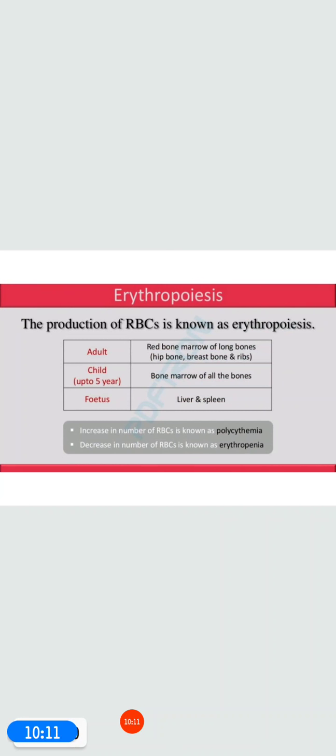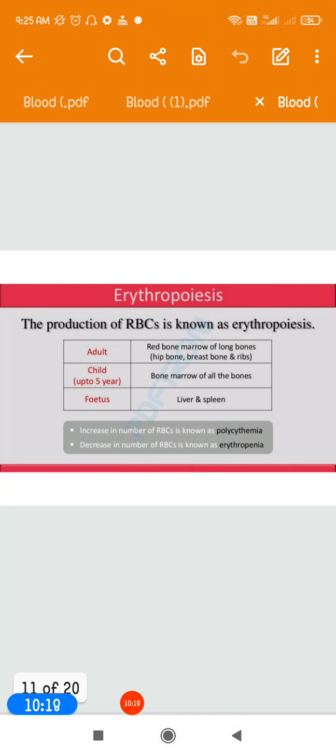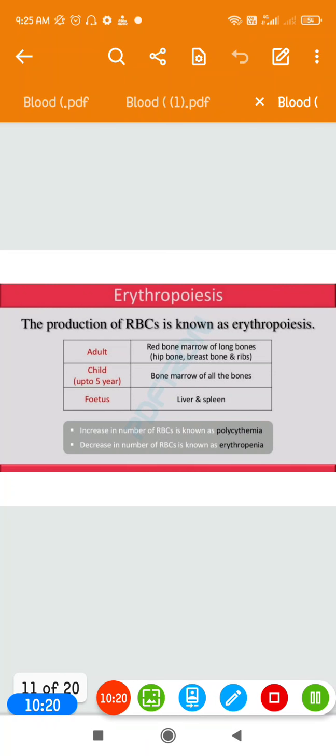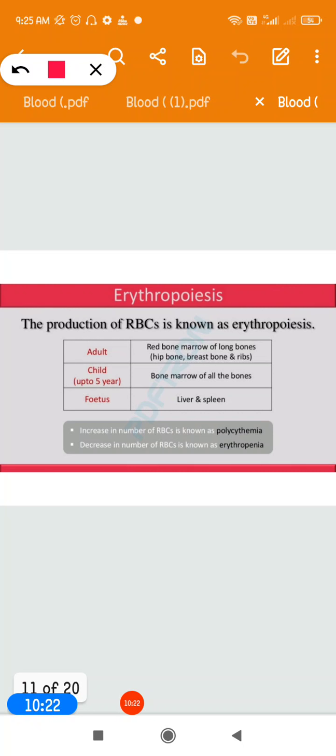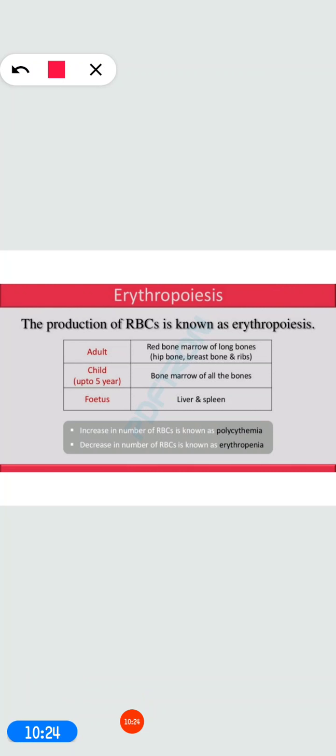Now I come to the production of RBC. Production of RBC is known as erythropoiesis. In adults, it occurs in the red bone marrow of long bones, hip bone, breast bone, and ribs; in children up to 5 years, in the bone marrow of all the bones; and in the fetus, in the liver and spleen.